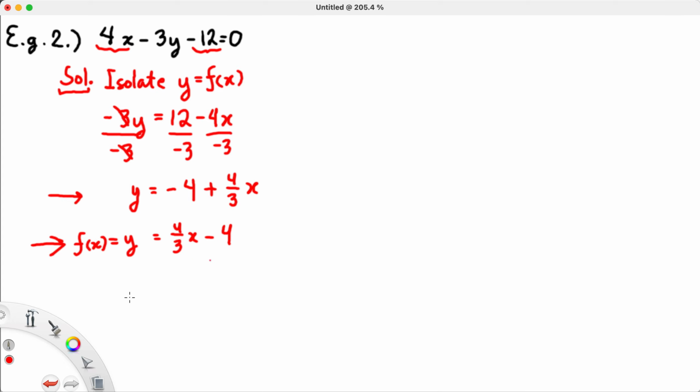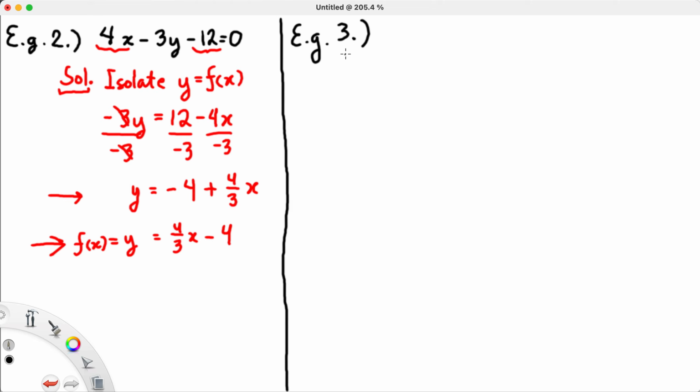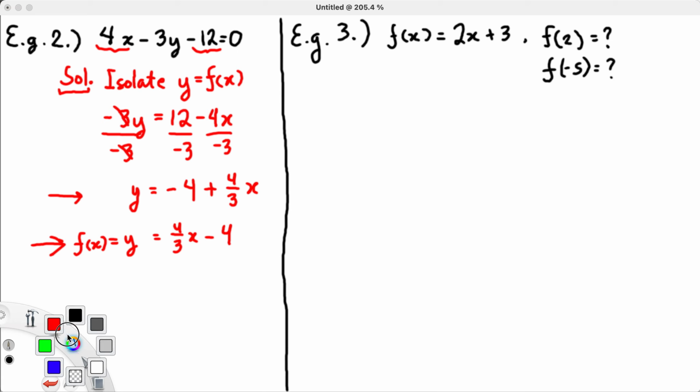Okay, another example, let's have a line here. So example 3 tells us to have f of x equals 2x minus 3. So we have that simple linear function, and we are tasked to find what is f of 2, and what is f of negative 5. So let's do it. Solution.